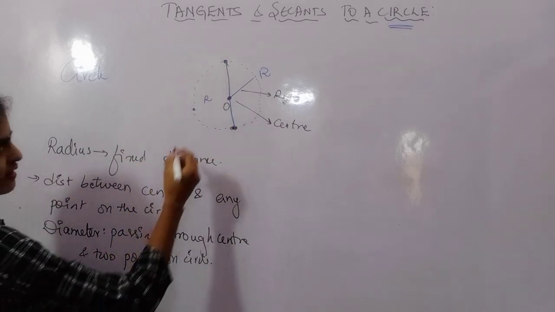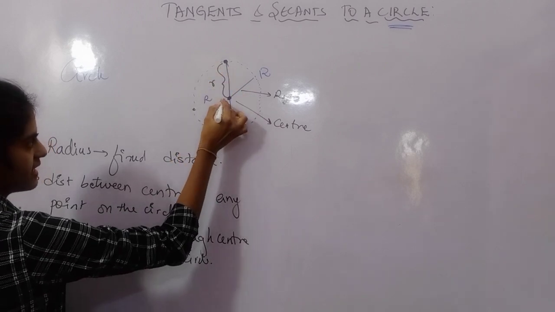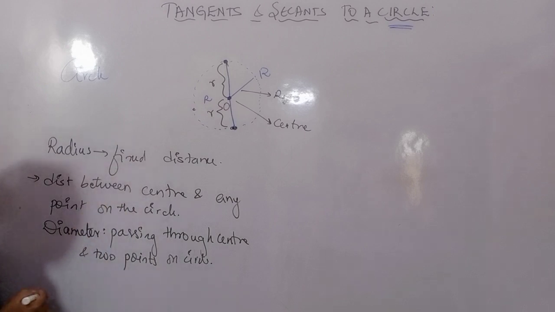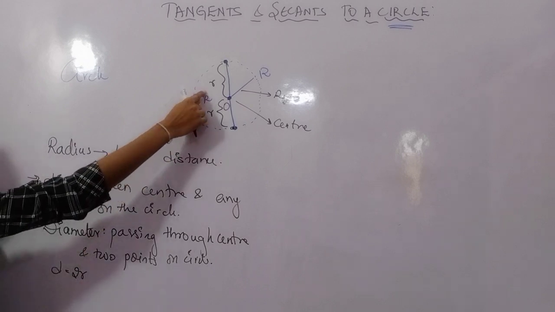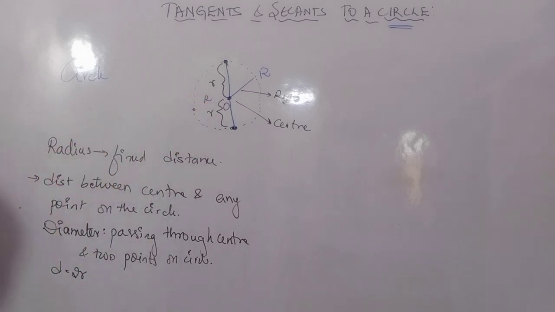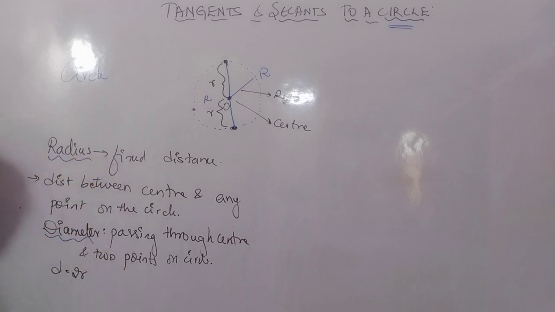And you can see, from this part to this part, center to any point on the circle, is a radius, and this other part is also a radius. So the total is the diameter. So can I say diameter is 2 times radius? Radius plus radius is 2 times radius. So this is your radius, this is your diameter.